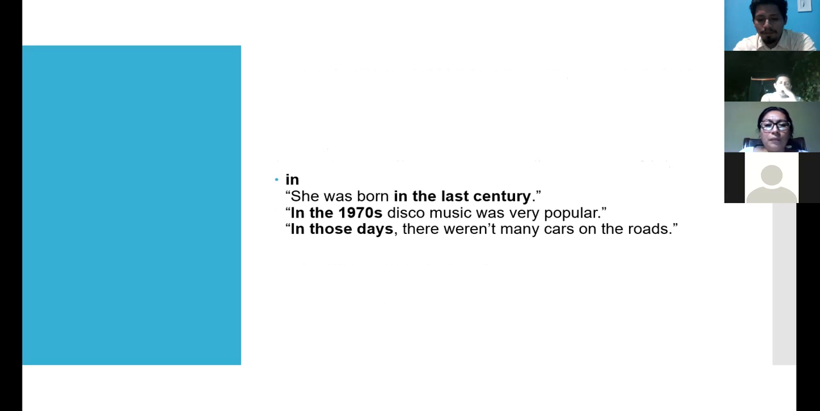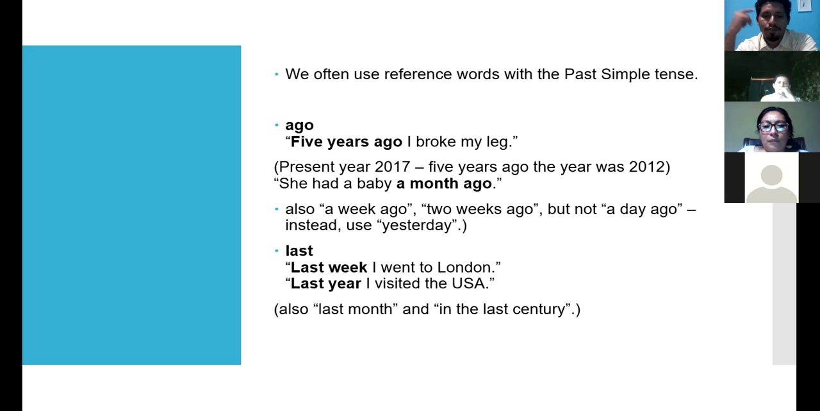I'm going to stop here because I want to check if you understood me, if I'm expressing these ideas in a good way. If we say last month and in the last century, that means that we are specifying a period of time. Around 30, 31 days has passed, or in the case of the century, that depends on the year that we are living.